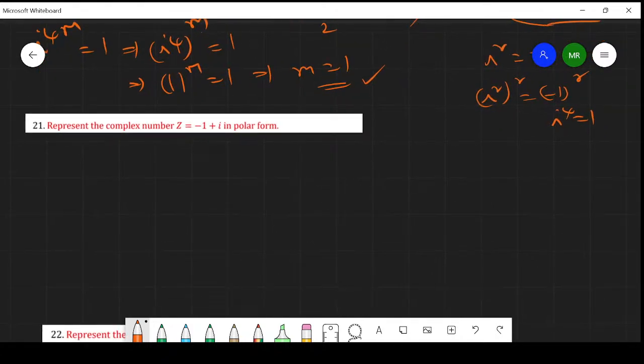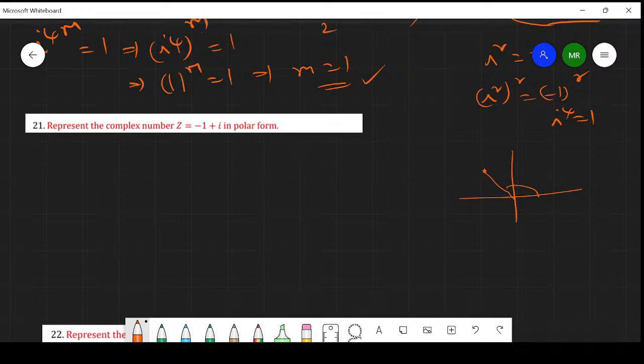Represent the complex number z equal to -1 plus i in polar form. See here, this is the number given in the second quadrant. Whenever the given complex number is in the second quadrant, first of all you should know that. This will be our amplitude, and you should find this amplitude. The given complex number is here.